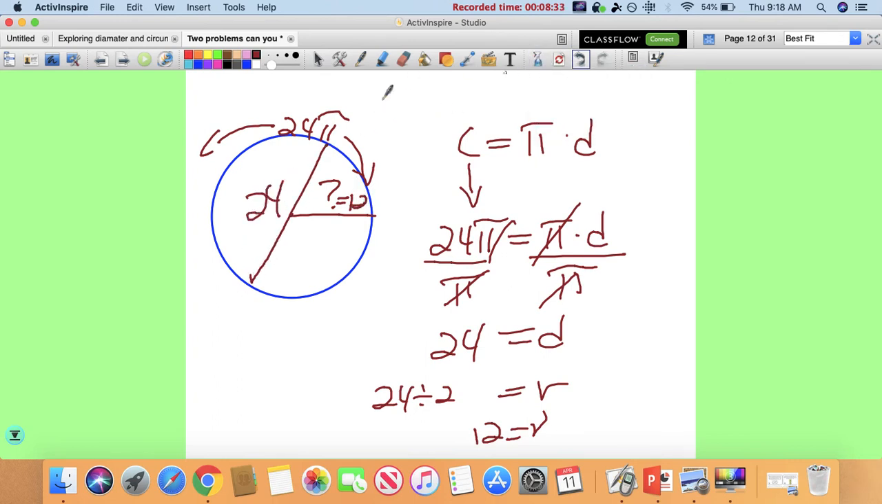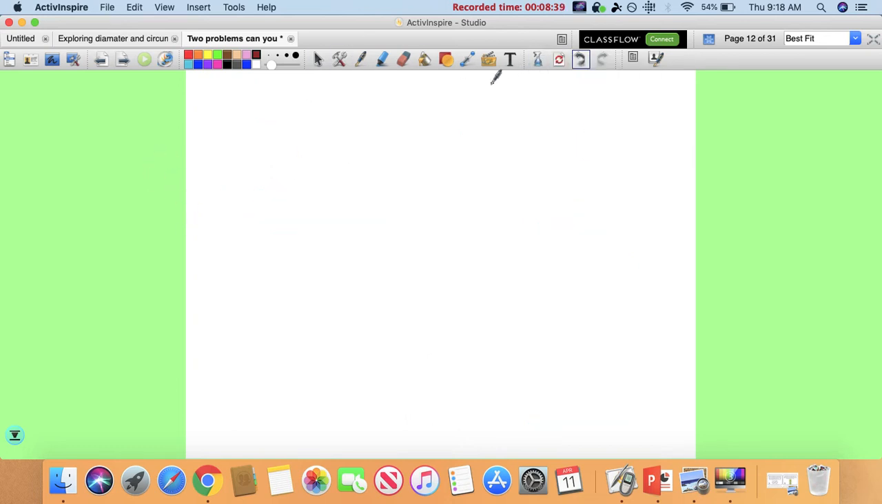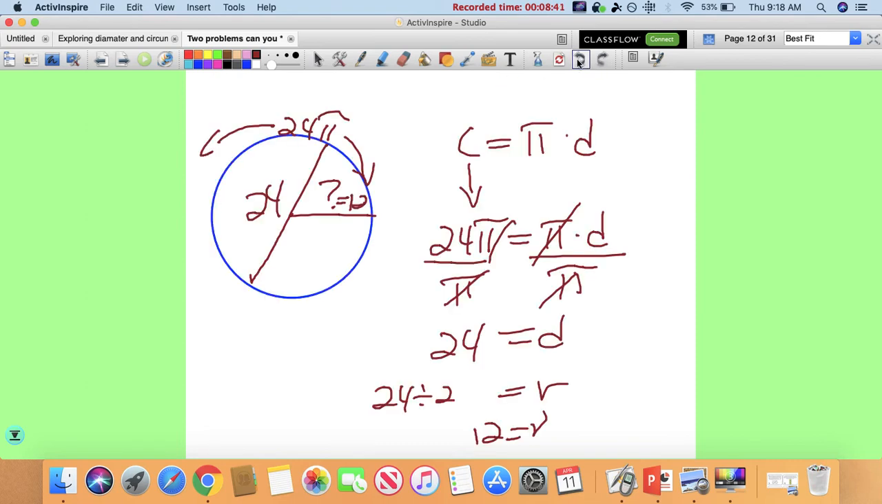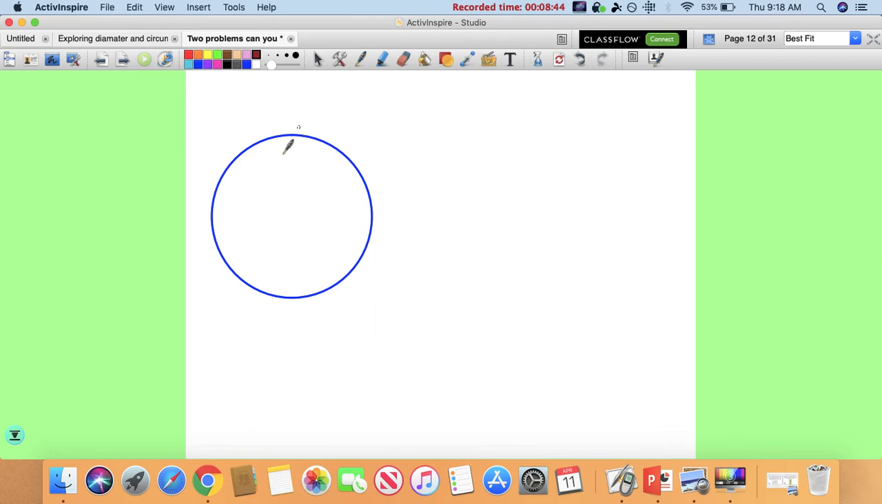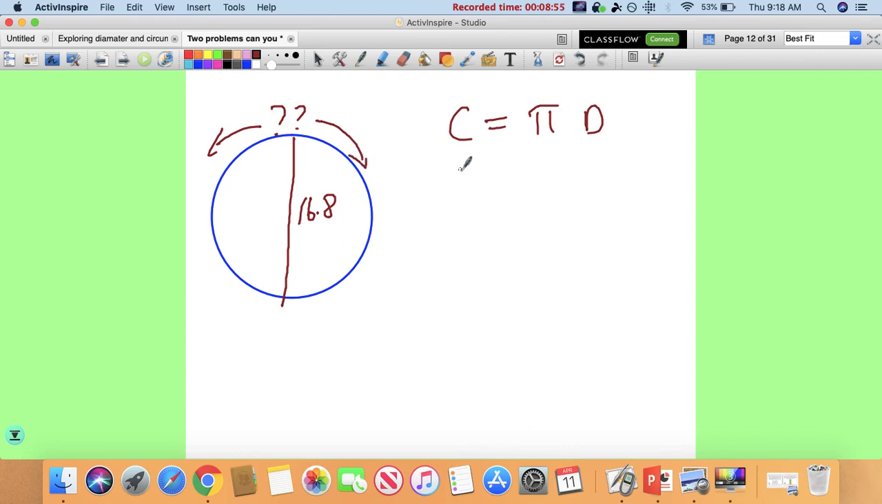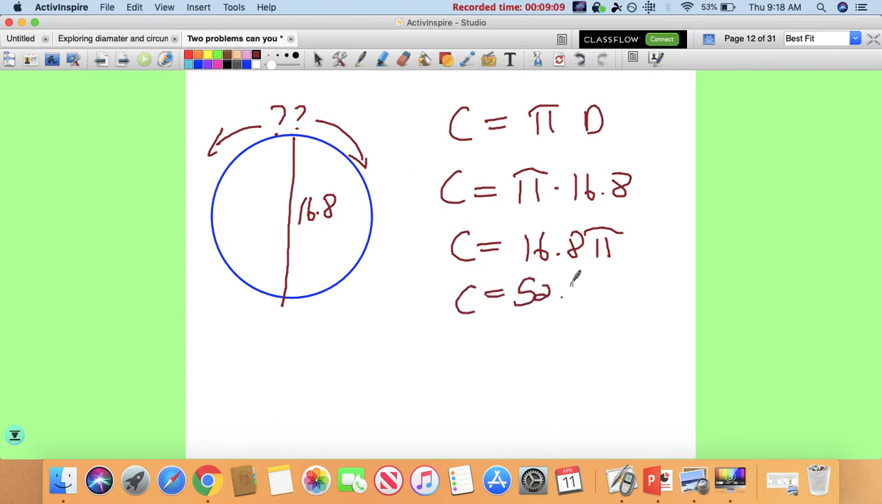Turn the page over. This one, we need to find the circumference given the diameter. The first one, the diameter is 16.8, so C equals pi d. So this is what we need to find. C equals pi times 16.8. This is pretty straightforward, right? If you need a calculator, you can put 16.8 times pi, and if you want a numerical value, it's 52.79 meters.